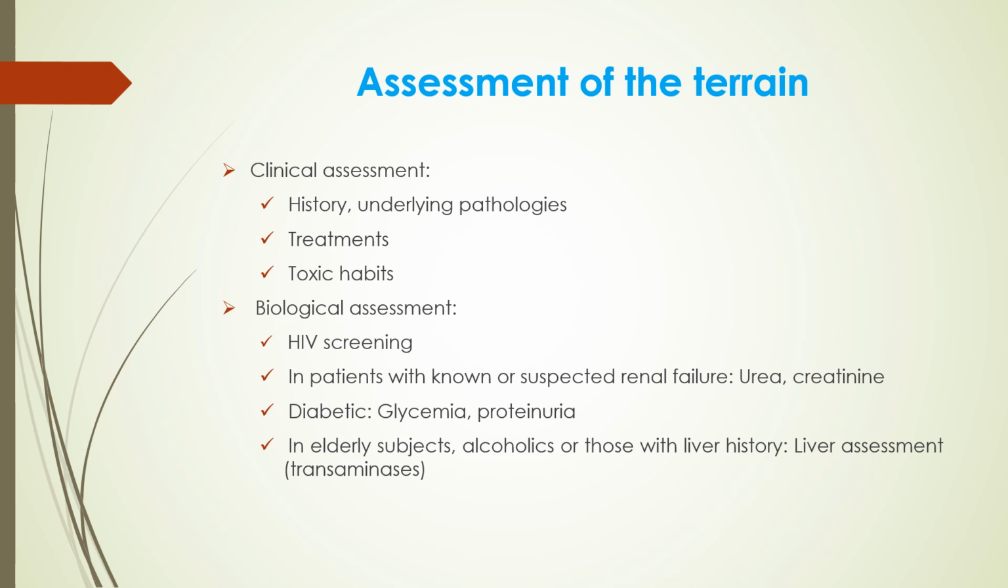Then the biological assessment: all patients who have tuberculosis, we do a screening for HIV. And in the patients who are known or suspected to have renal failure, we ask for urea and creatinine. For diabetes, we ask for glycemia and proteinuria. And in elderly subjects with alcoholic problems and those with liver history, we assess the liver.